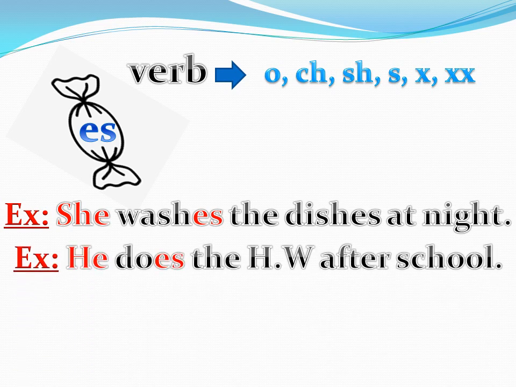Okay, another example. He do. Here we have the verb do. This is the action that is done in this sentence. Do. This is the verb. Do ends in O, so we can't give it the sweet S or the sweet IES. We give it the sweet ES. Why? Because the sentence starts with the super student he. He does the homework after school.